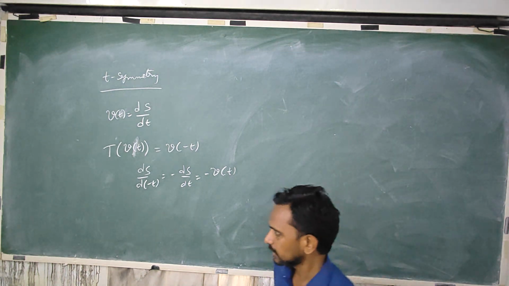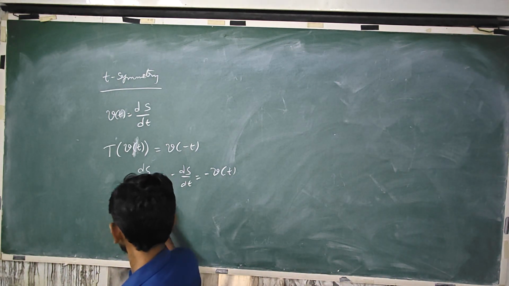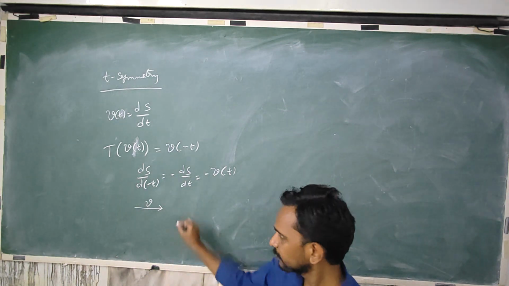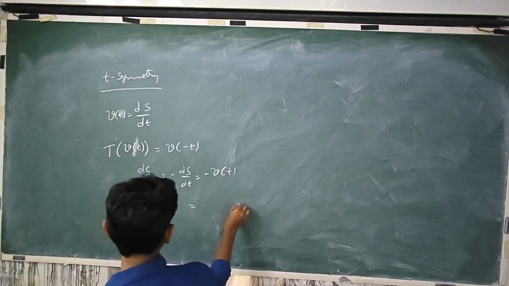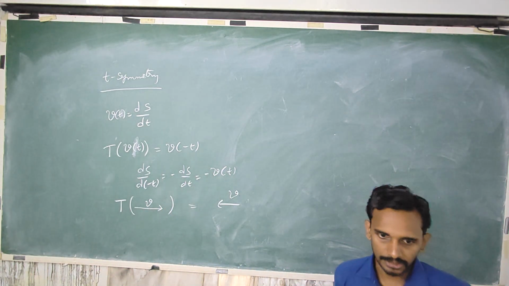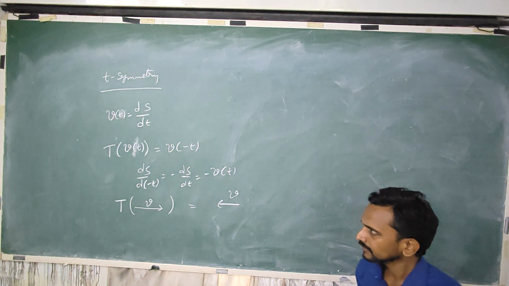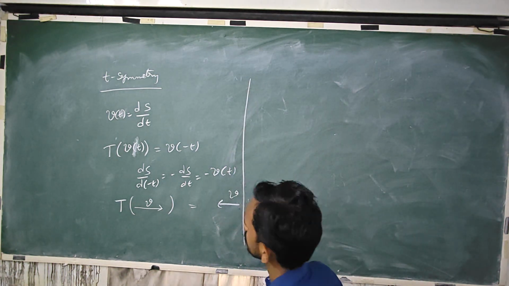So if the velocity is in this direction, if you apply the time reversal operation, you get the opposite vector. So that is about time reversal on velocity.